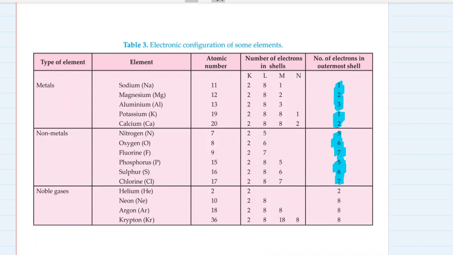We are mostly concerned with metals which have 1, 2 or 3 electrons in their outermost shell and non-metals which have 5, 6 or 7 electrons in their outermost shell. The noble gases have 2 or 8 electrons in their outermost shell, 2 in the case of helium only because it has just one shell. So these are some electronic configurations of some elements. I'm sure you know what an electronic configuration is. You studied that in class 9th, right? It is the distribution of electrons in the shells.